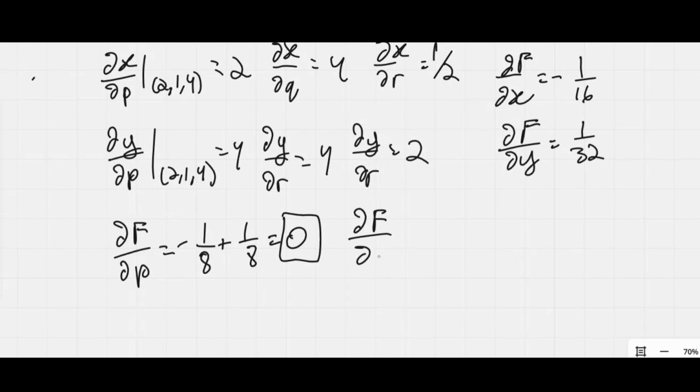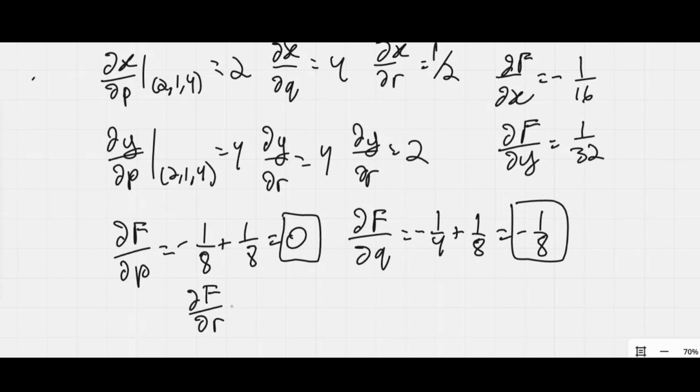Then we have del f over del q. That's going to be negative 1 over 16 times the 4, that's negative 1 over 4. And then we have 1 over 32 times the 4 again, and so that's going to be 1 over 8. And so we have negative 1 over 4 plus 1 over 8, that's going to be negative 1 over 8. And then finally, we have del f over del r. That's going to be equivalent to negative 1 over 16 times the 1 over 2, so that's negative 1 over 32, plus the 1 over 32 times 2.